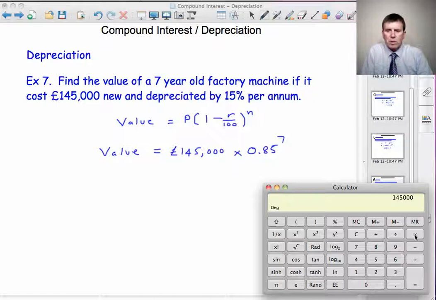£145,000 multiplied by 0.85 to the power 7 equals £46,483.68. Well, let's give it to the nearest pound. That's £46,484.